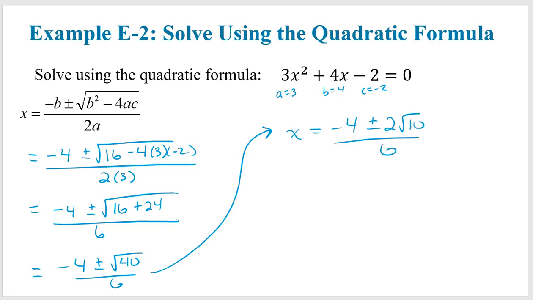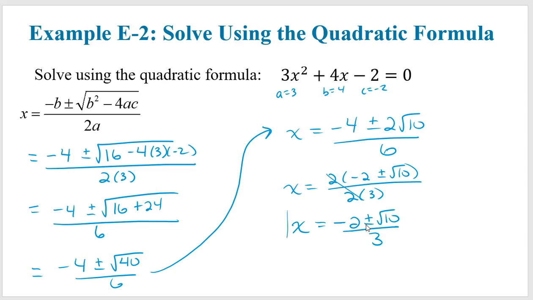And as you will note, all of those have a factor of 2, so I can factor that out. So that would leave me -2 plus or minus root 10. And then if I factor out a 2 here, that's 2 times 3. 2's divide out. And I'm left with my final answer, which is -2 plus or minus the square root of 10, all over 3.